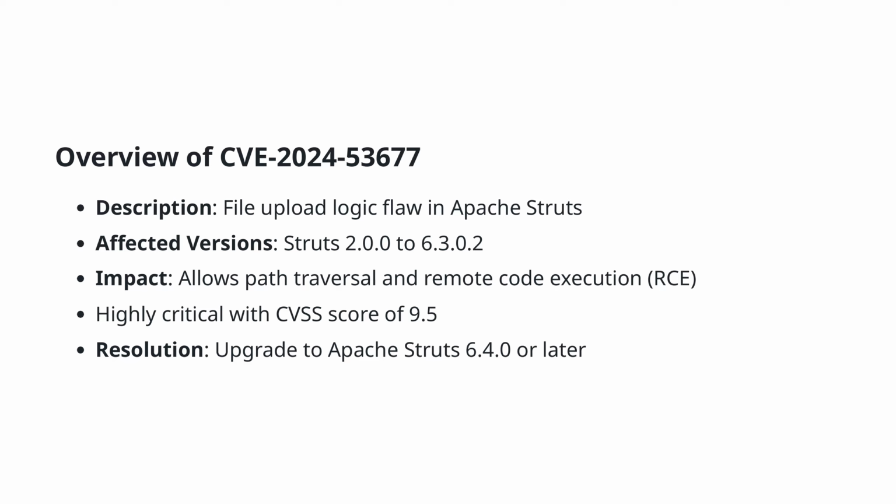On this slide, we are providing an overview of the CVE-2024-53677 vulnerability found in Apache Struts. Apache Struts versions 2.0.0 through 6.3.0.2 are vulnerable due to a file upload logic flaw, leading to severe security risks. This flaw allows for path traversal and remote code execution, making it a significant threat with a CVSS score of 9.5.